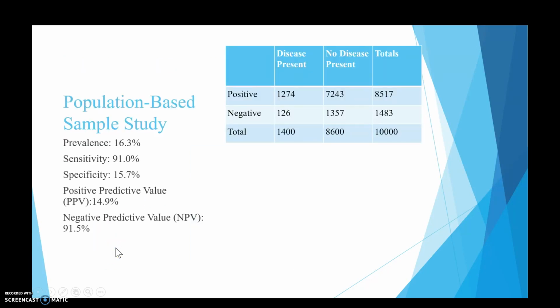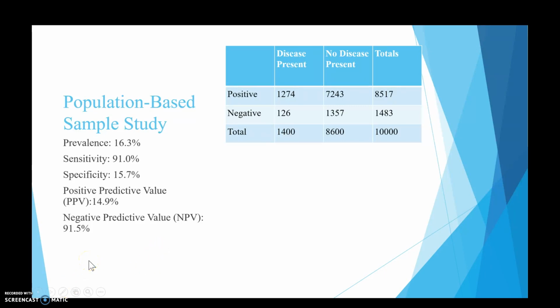We performed a population-based sample study on 10,000 people within a small area. The results of this study were a prevalence of 16.3%, sensitivity of 91%, specificity of the test was 15.7%, a positive predictive value of 14.9%, and a negative predictive value of 91.5%.